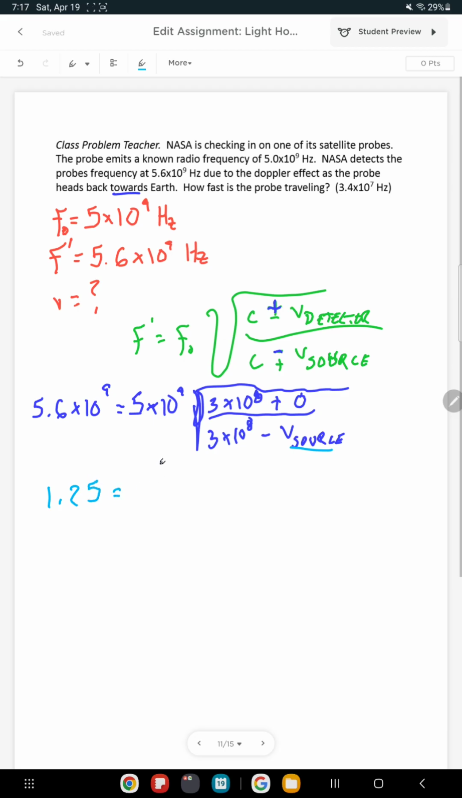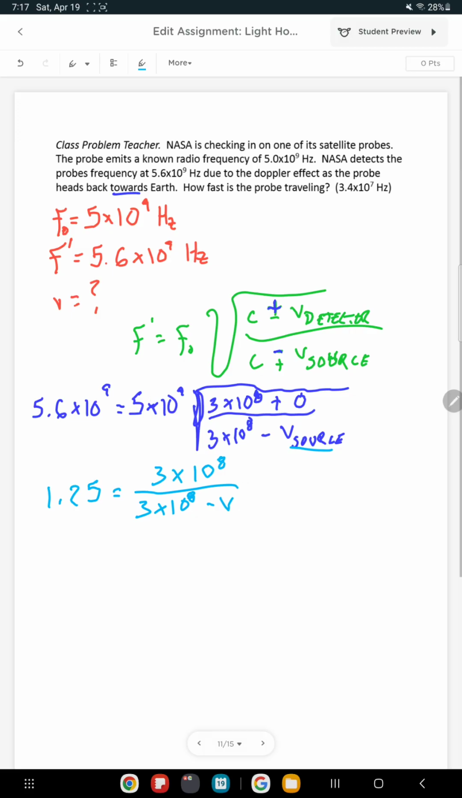So we end up with 1.25 equals 3 times 10 to the 8th over 3 times 10 to the 8th minus v, which is what we're looking for. It looks like the 3 times 10 to the 8th could cancel, but they don't, because you have the minus v. So we've got to do some more math. I'm going to rearrange it first, then simplify it. How I got this 1.25 is I took 5.6 times 10 to the ninth divided by 5 times 10 to the ninth. That got rid of that. Then I squared it to get rid of the square root.